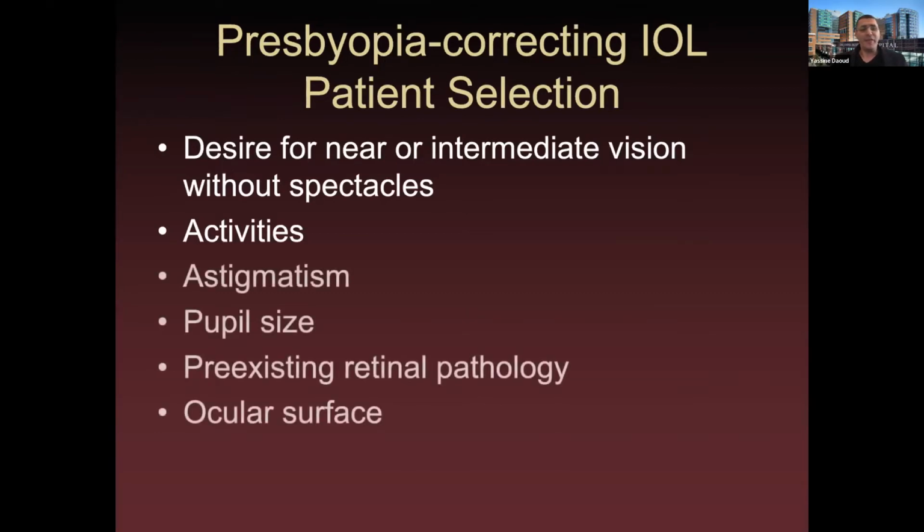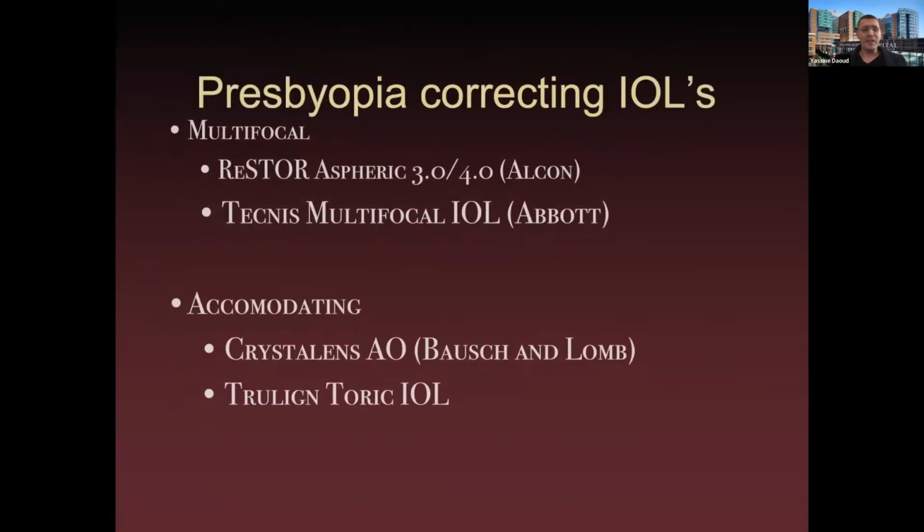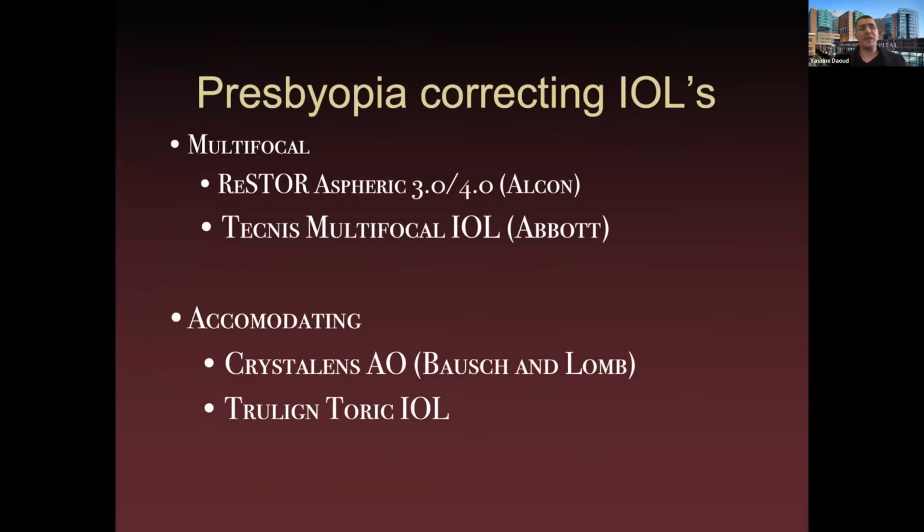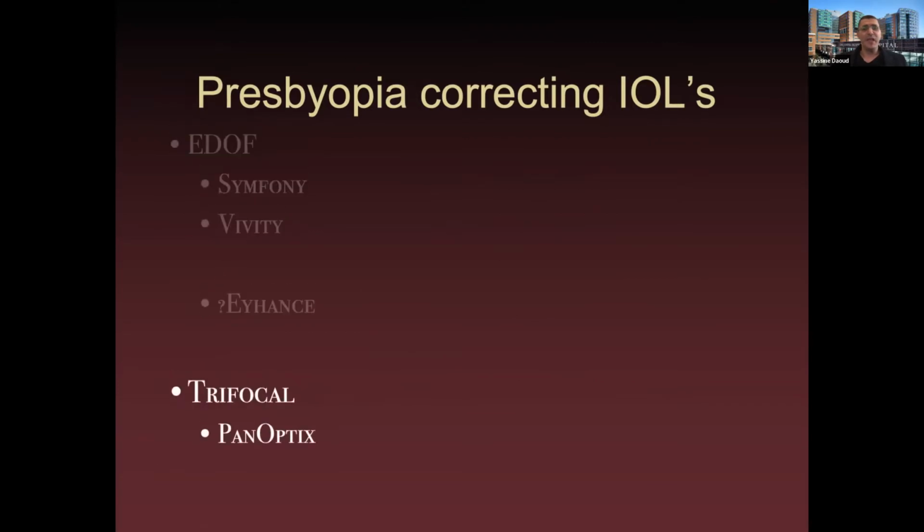And then you have issues that you have to deal with in regard to astigmatism. What is the pupil size, especially with the multifocal IOLs? How about patients who have other pathologies? These are the ones that were basically present: the multifocal Restore and the Tecnis multifocal, as well as the accommodating lens, which most of us don't use anymore, which is the Crystalens mainly. And then I know that Dr. Sofon is going to be talking about the EDOF lenses and the trifocal. I'll focus a little bit on the trifocal PanOptix.